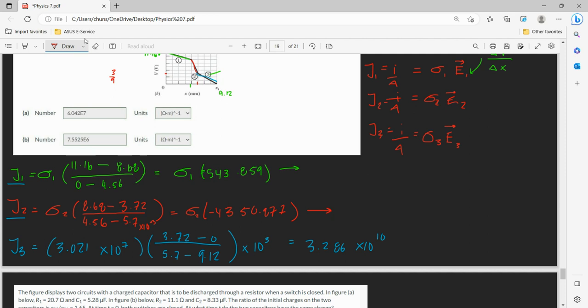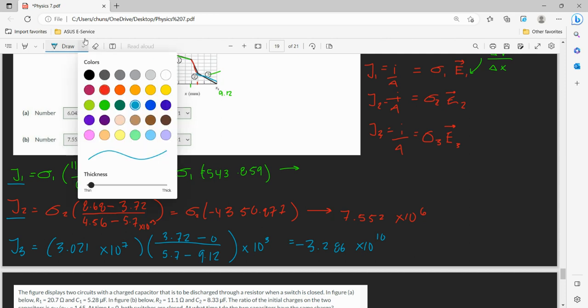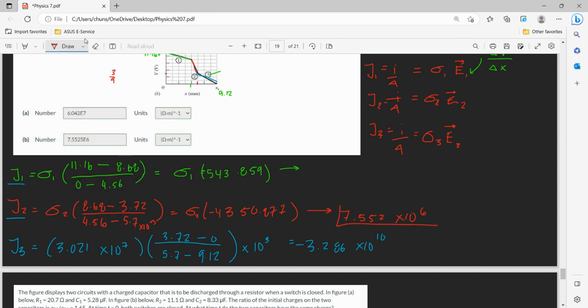So we're going to take this value and we're going to divide it by, so let's start with our red one first. So this is negative 4350.877. Okay, and this is going to give 7.552 times 10 to the 6. Sorry, this is meant to be negative, so then that will give us a positive conductivity value. This is our first answer.